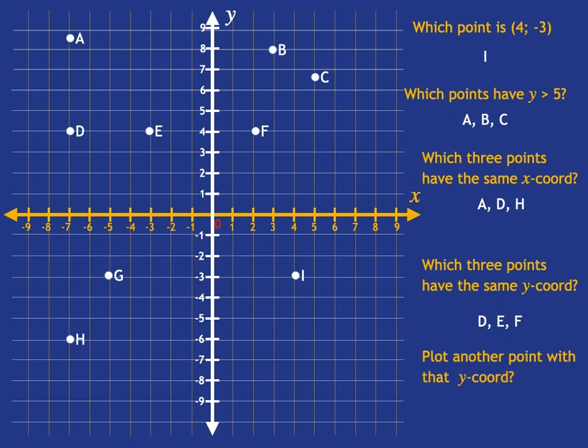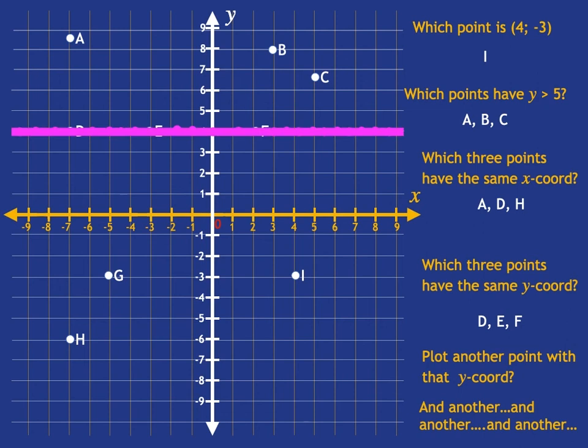Now if we are asked to plot another point with that y-coordinate, in other words with the y-coordinate of 4, we could plot it there. Another one that is exactly 4 steps up, so has a y-coordinate of 4. And if they ask us to plot another and another and another, well, there's another and another. All of these points, can you see, have a y-coordinate of 4. And in fact, any point that lies on that big pink line will have a y-coordinate of 4.